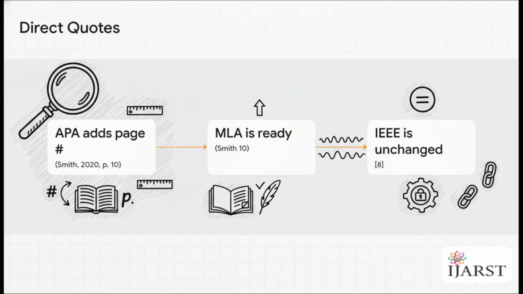So, what happens when you're quoting someone word for word? Well, the rules shift just a tiny bit, and it makes perfect sense. APA, which usually just wants the year, now says, okay, for a direct quote, I also need the page number. You'll see that little p there. MLA is like, I'm already on it. Its system is built on page numbers. And good old IEEE, it doesn't change a thing. The number points to the source, and that's all it needs to do.